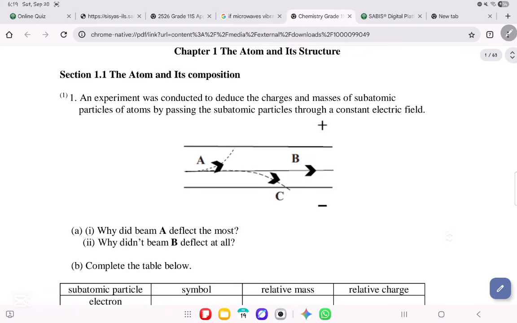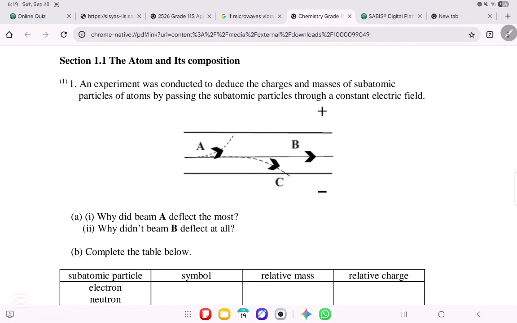By doing question 1. An experiment was conducted to deduce the charges and masses of subatomic particles of atoms by passing the subatomic particles through a constant electric field. Now, as you can notice over here, we have that A deflected the most, B does not deflect, and C deflected, but it deflected a bit less. What can we infer from this?